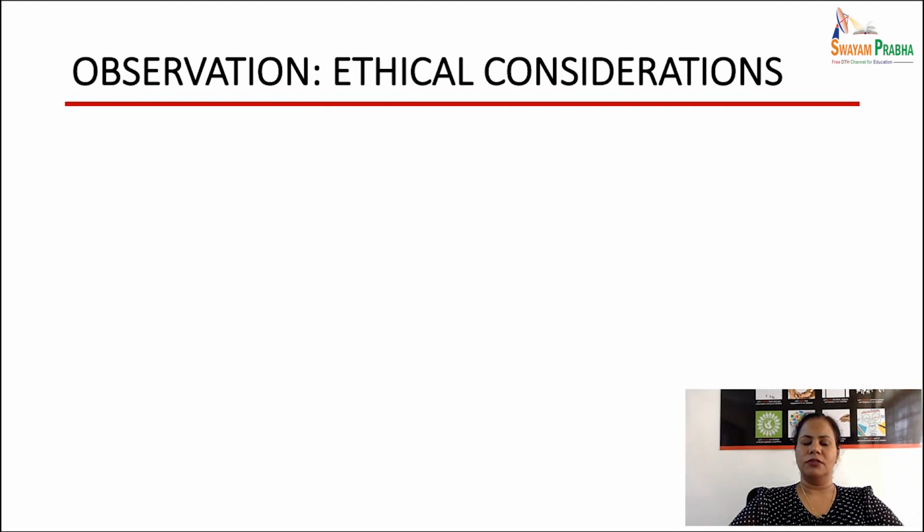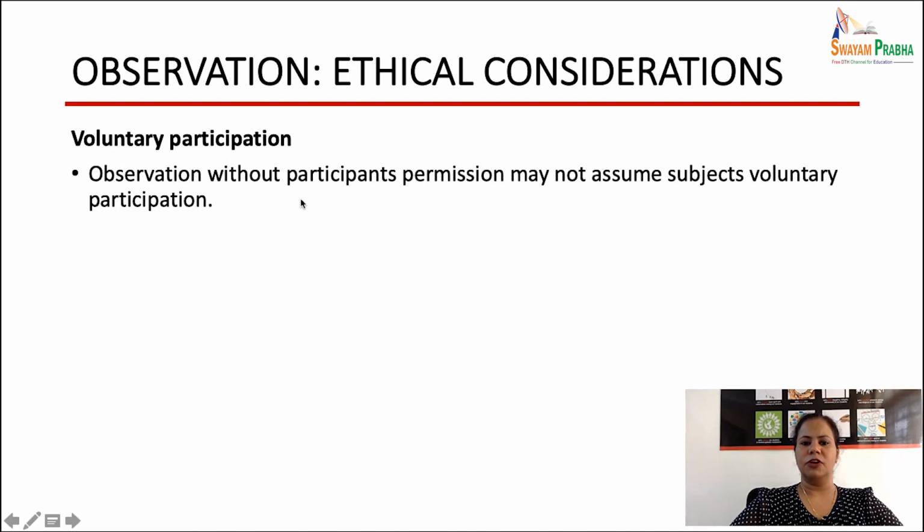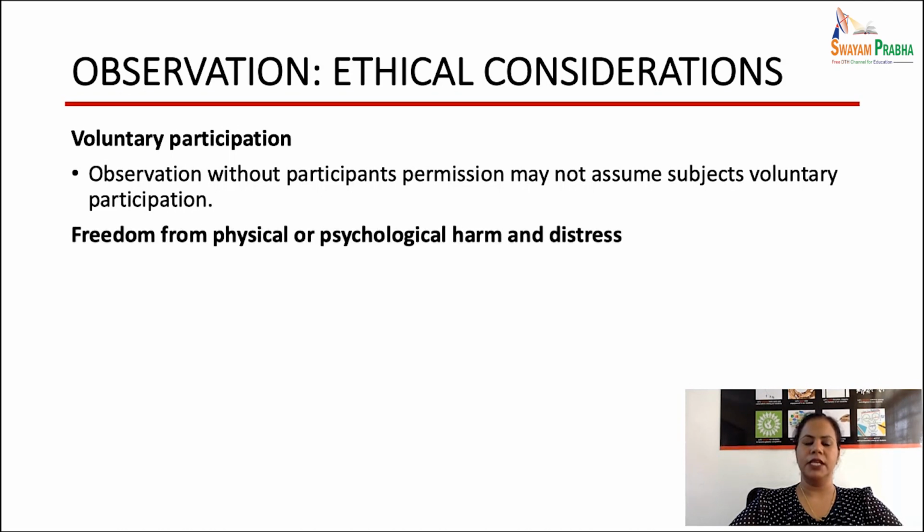Now we should also consider the ethical points while using observation as a research data collection technique. First one is voluntary participation. Observation without participants' permission may not assume subjects' voluntary participation. So if participants do not know and permission or consent has not been taken, it means you have not got the participants' voluntary participation. So that is ethically wrong.